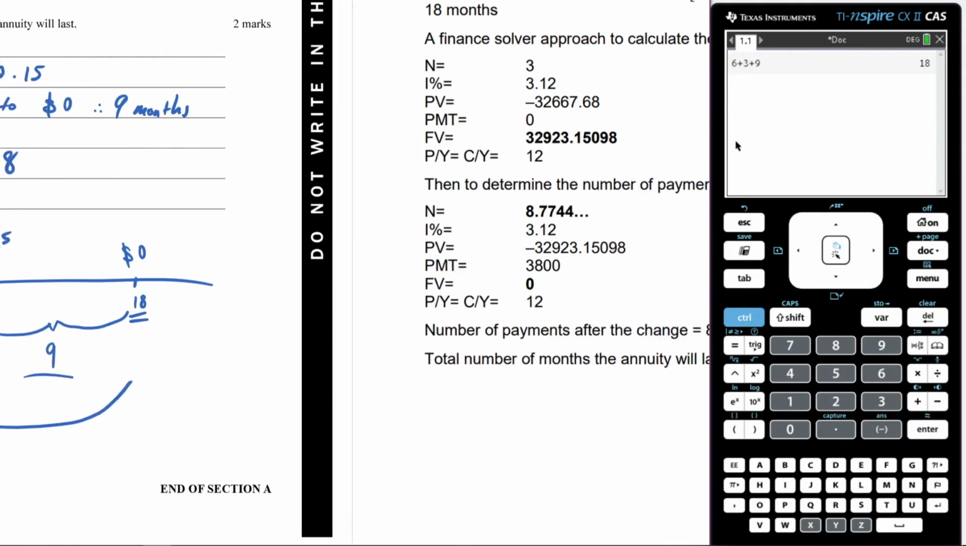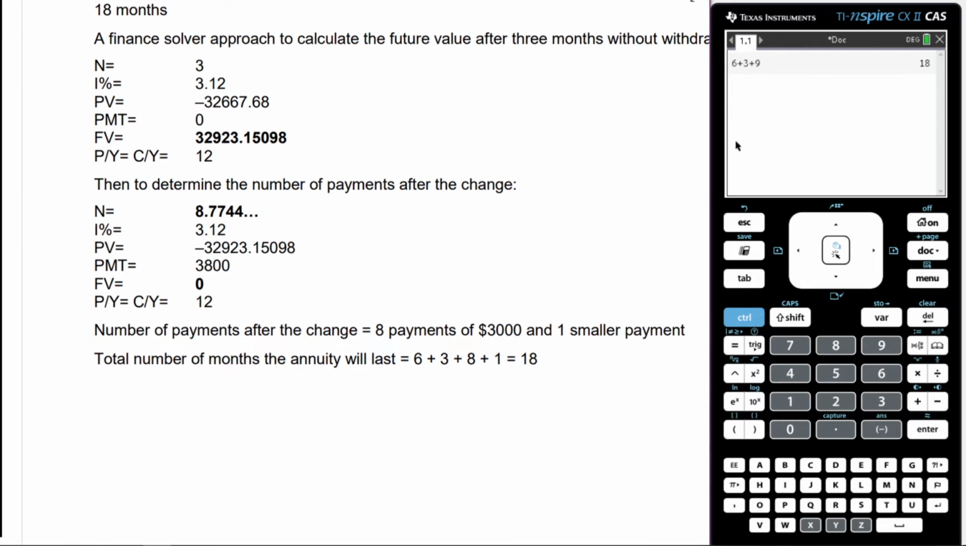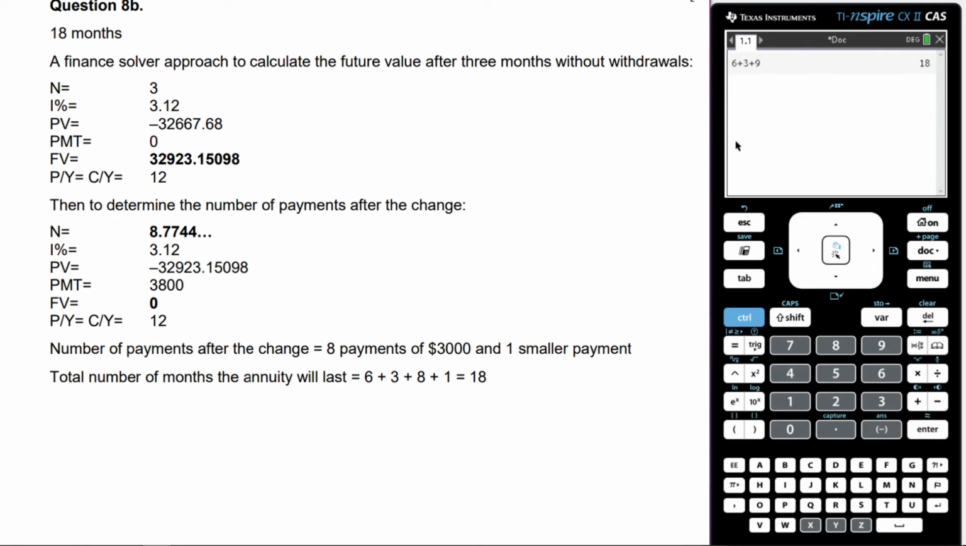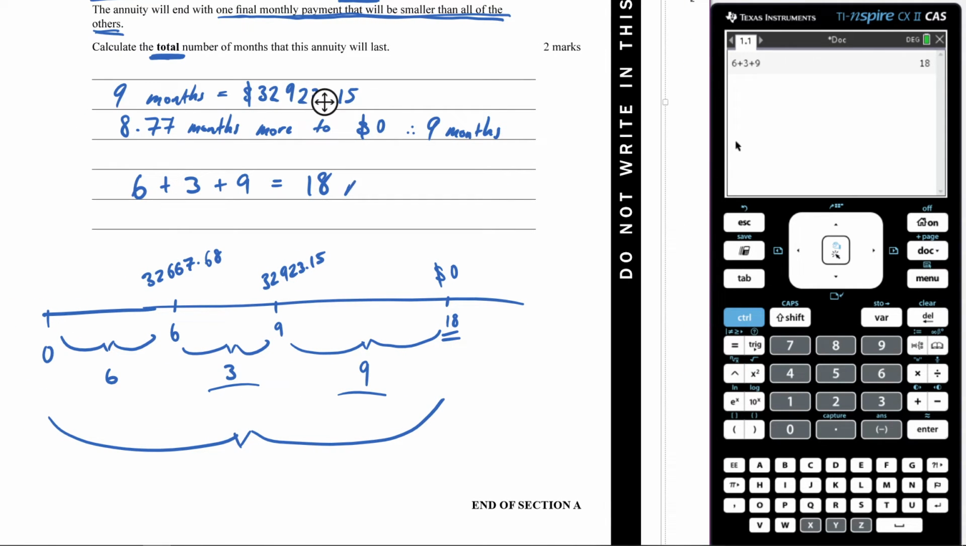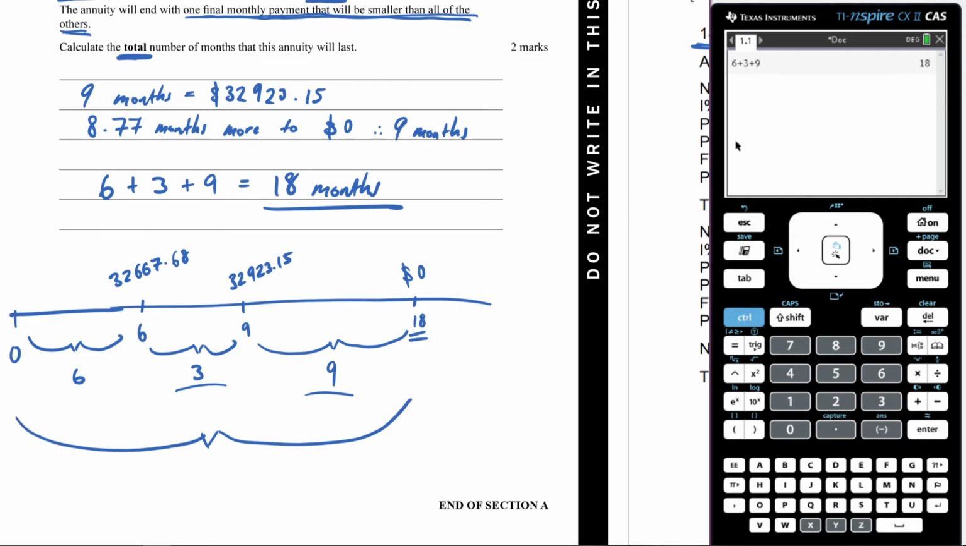That was silly. In the examiner's report, you can see that they did basically what we did here. So the answer was 18 months. Did I even write that? So yeah, there it is. 18 months is my answer. Make sure you're very clear about where the answer is. The answer is 18 months.